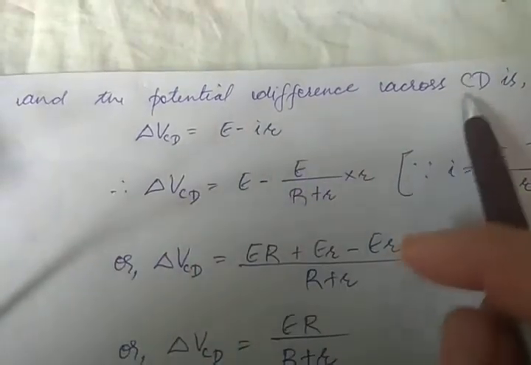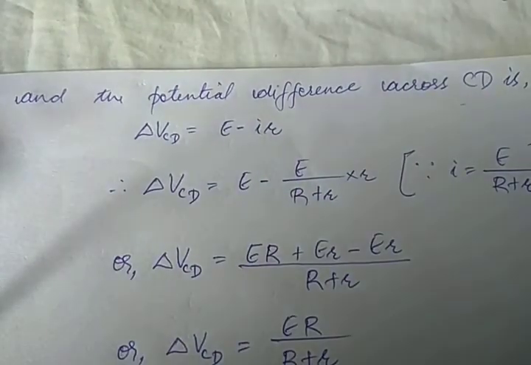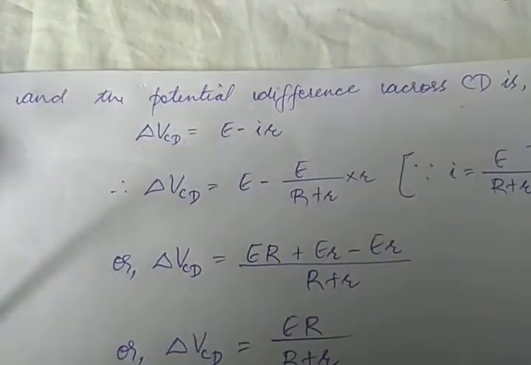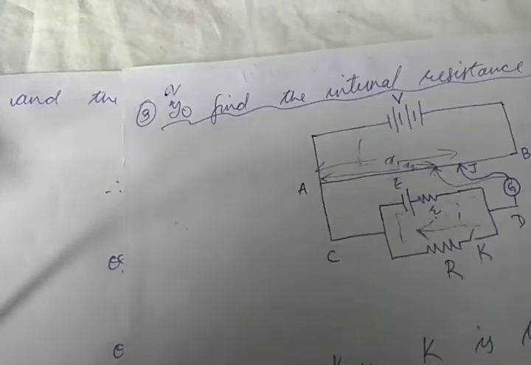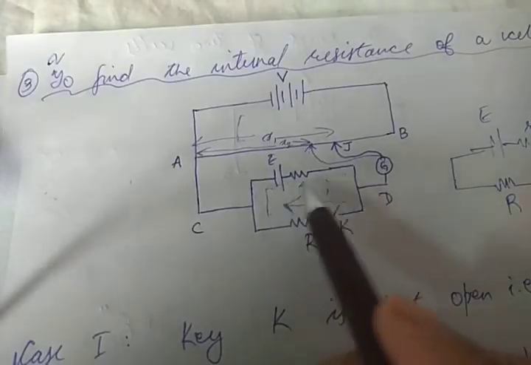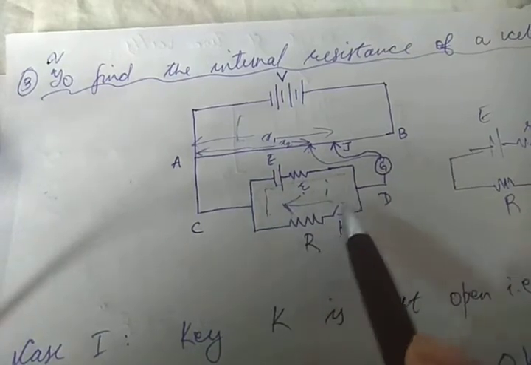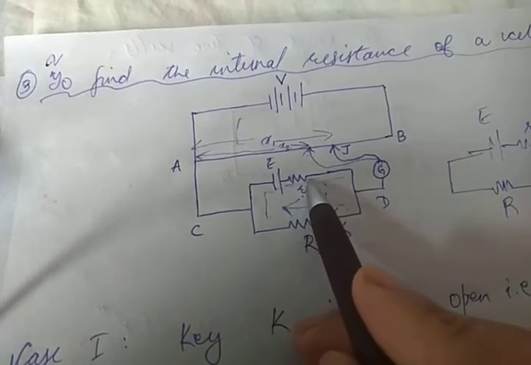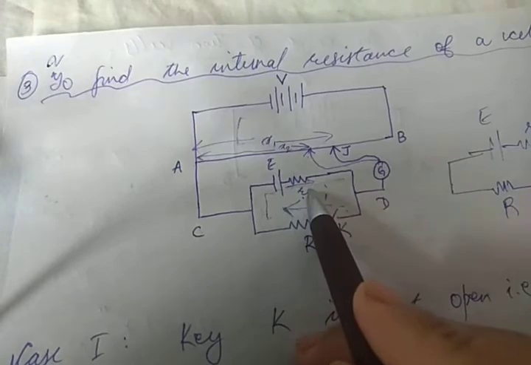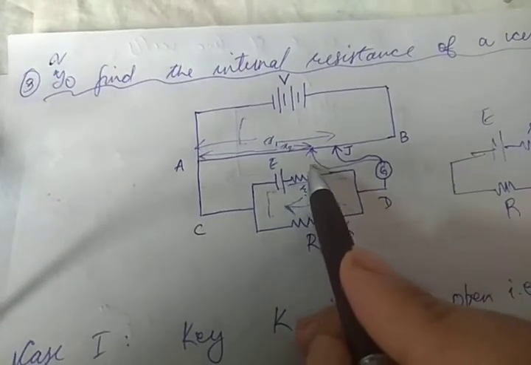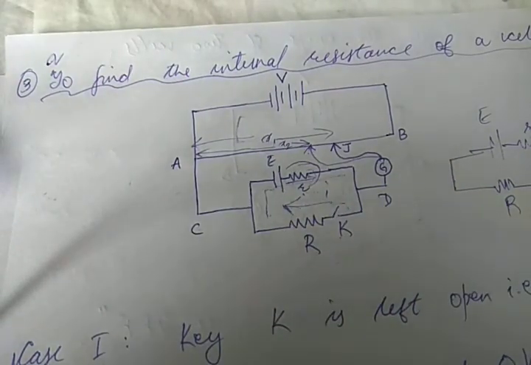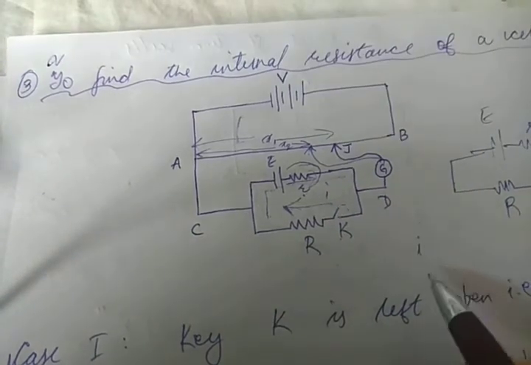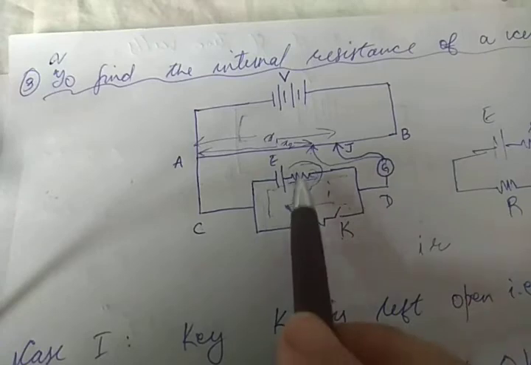Therefore the potential difference across CD will be E minus Ir. Now how do we get that? We are saying current is flowing in the lower circuit. Since current is flowing in the lower circuit, current is flowing through the internal resistance also. Since current is flowing through the internal resistance, there will be some voltage drop across it, and the voltage drop across the internal resistance will be the current flowing through it multiplied by its resistance.